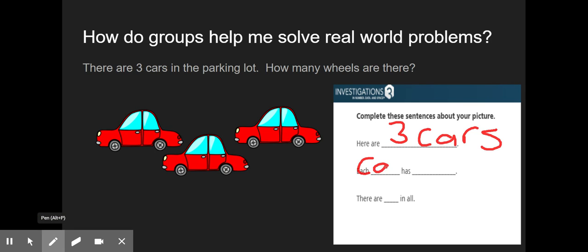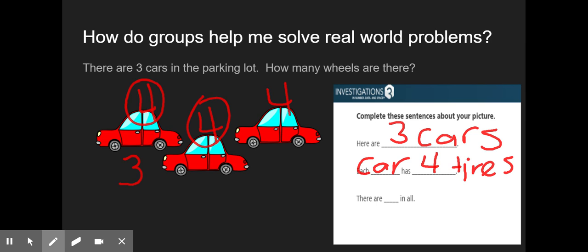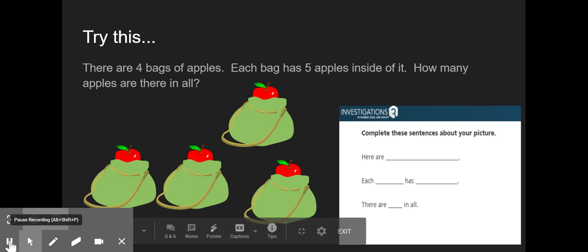Each car has 4 tires. There are how many in all? Well, I have 3 cars, but each car has 4 tires, 4 tires, 4 tires. So I would want to add the 4 plus 4 plus 4 to figure out how many total tires. And that would be 12 in all. Let's see if we can try another problem like that.